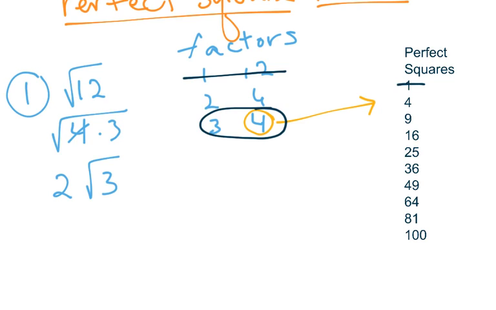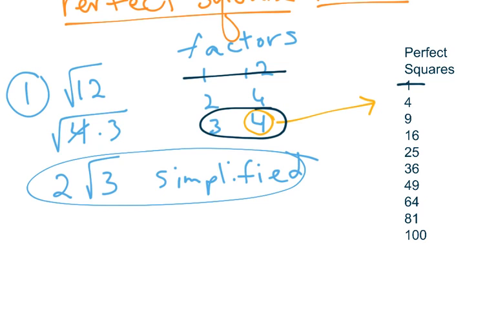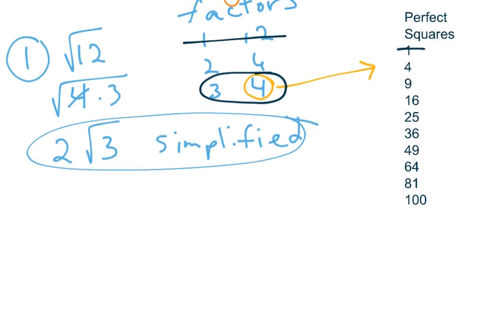Now, I cannot pull that 3 out from underneath the radical because the only factors of 3 are 1 and 3, and neither one of those are perfect squares. So this is as simplified as I can get, and this is my answer. Okay? Let's try another one.